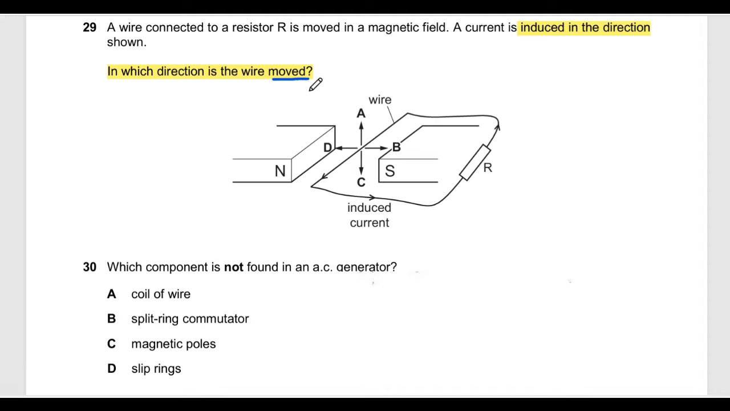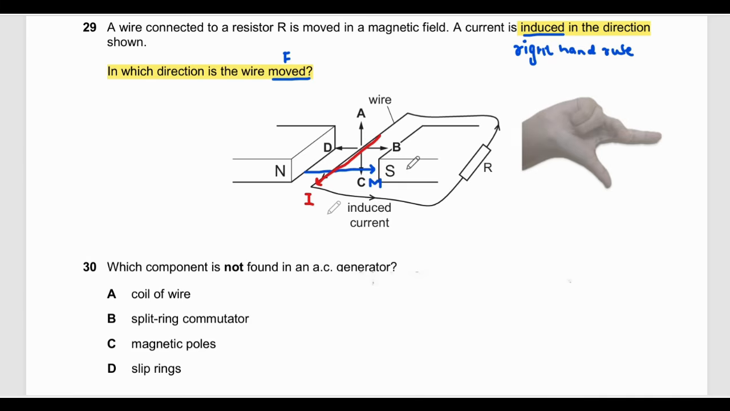We are moving the wire. That means we are applying force on the wire. To find the direction of the force, as it's an induced current, we are going to use Fleming's right hand rule. The direction of magnetic field is from north pole to south pole, that means towards the right side. The direction of current is shown by the arrow, that means it is towards us.